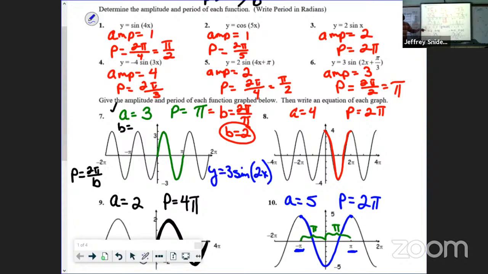That's how you would do any of those. Same technique in all of those. So if you know the period, you can find B. B is always 2 pi divided by the period. All right? Okay. We're going to be doing more of these today, trust me.